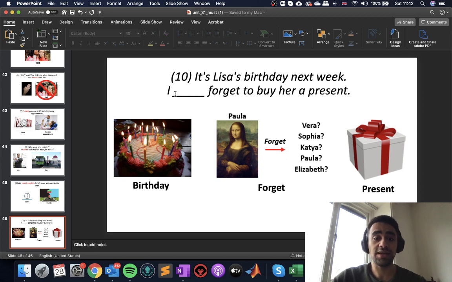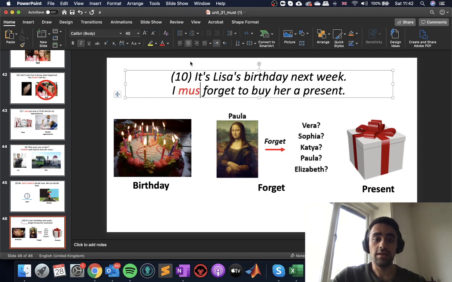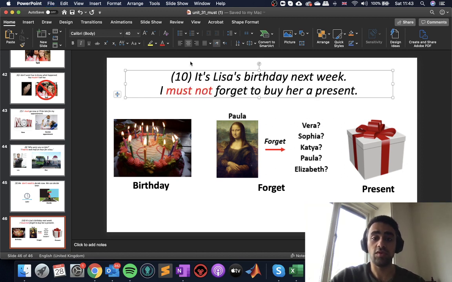Because it's something necessary and I don't want to forget, it's a negative. So it's must not or mustn't. In this case, it will be must not forget to buy her a present. So it is Lisa's birthday. I mustn't forget to buy her a present.